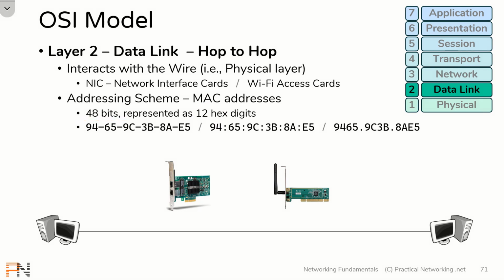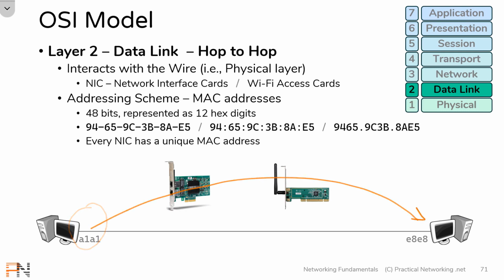The way it works is every single NIC has a unique MAC address, meaning this computer's NIC over here has the MAC address A1A1, and this computer's NIC has the MAC address E8E8. Now I'm only showing you the first 4 digits of the MAC address simply to conserve screen real estate, but in reality, this is what a MAC address looks like. Either way, this MAC address is what's going to allow data to go from one NIC to the next, i.e. from one hop to the next.